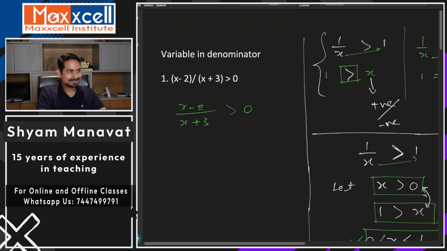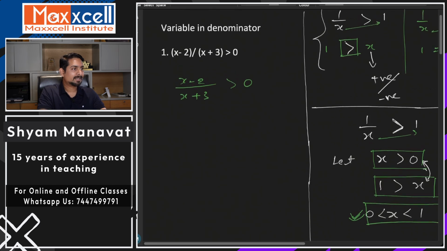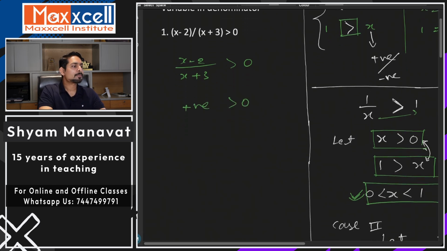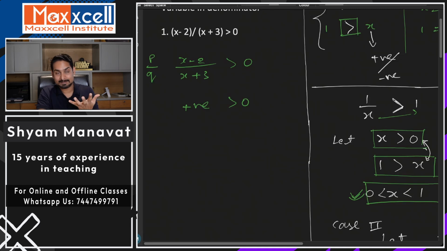So if we have this (x minus 2) by (x plus 3) greater than 0, then how do we solve this? Greater than 0 means this side should be positive. All the positive numbers are more than 0, correct? Now this fraction, let's say p upon q, is possible to be more than 0 in which possible cases? There are two cases.